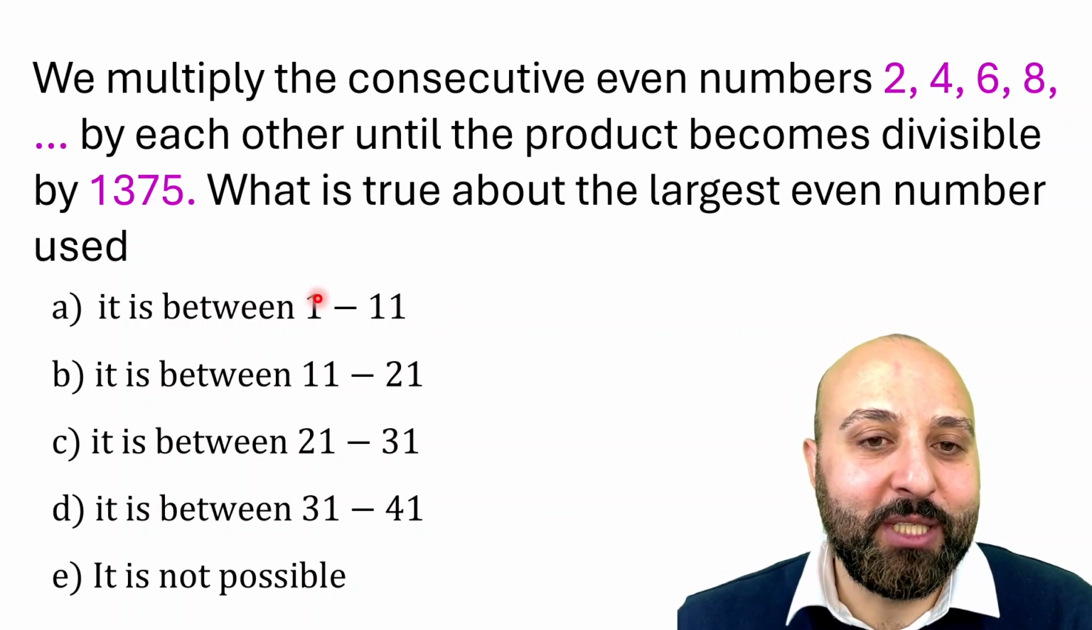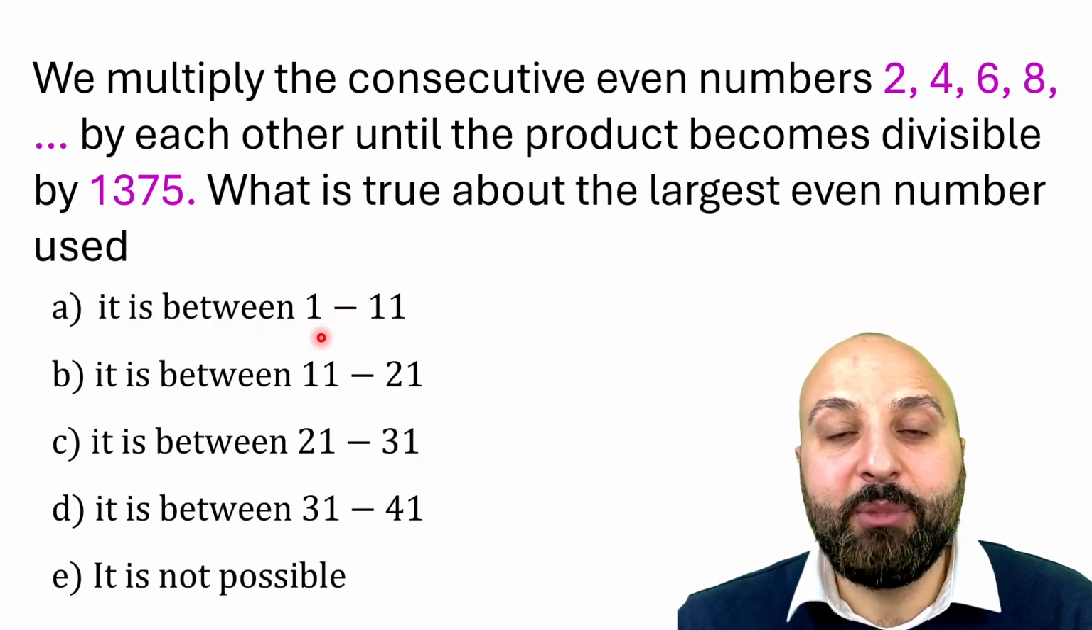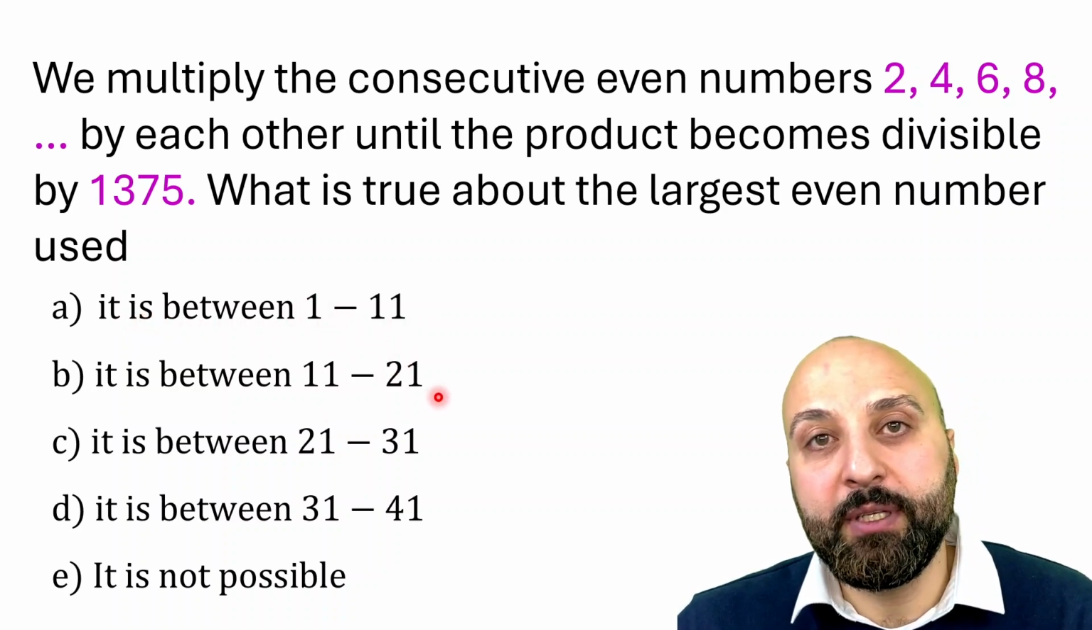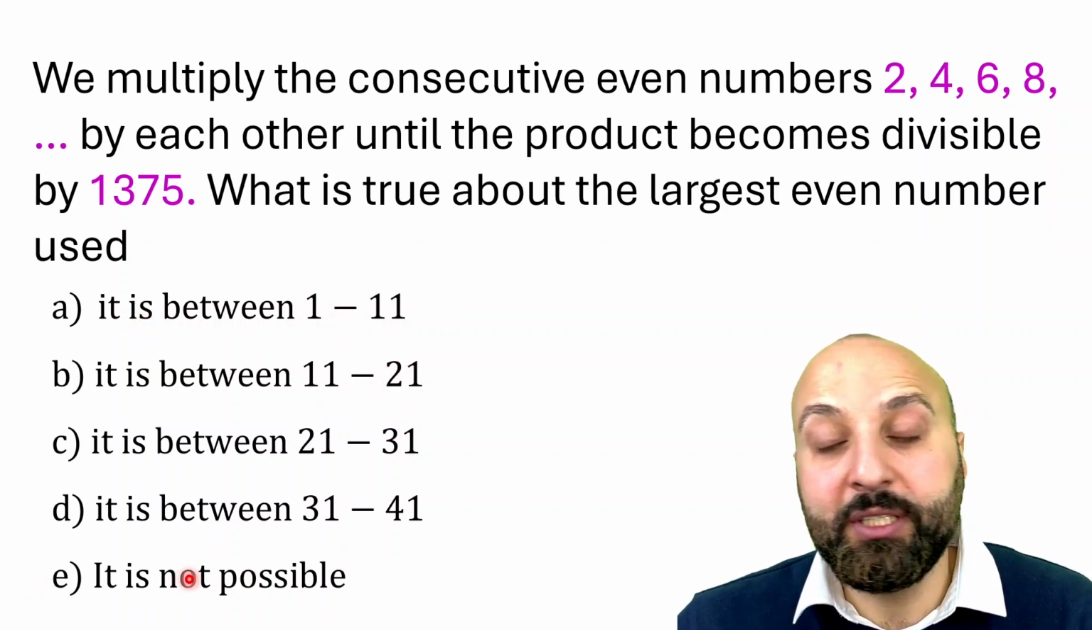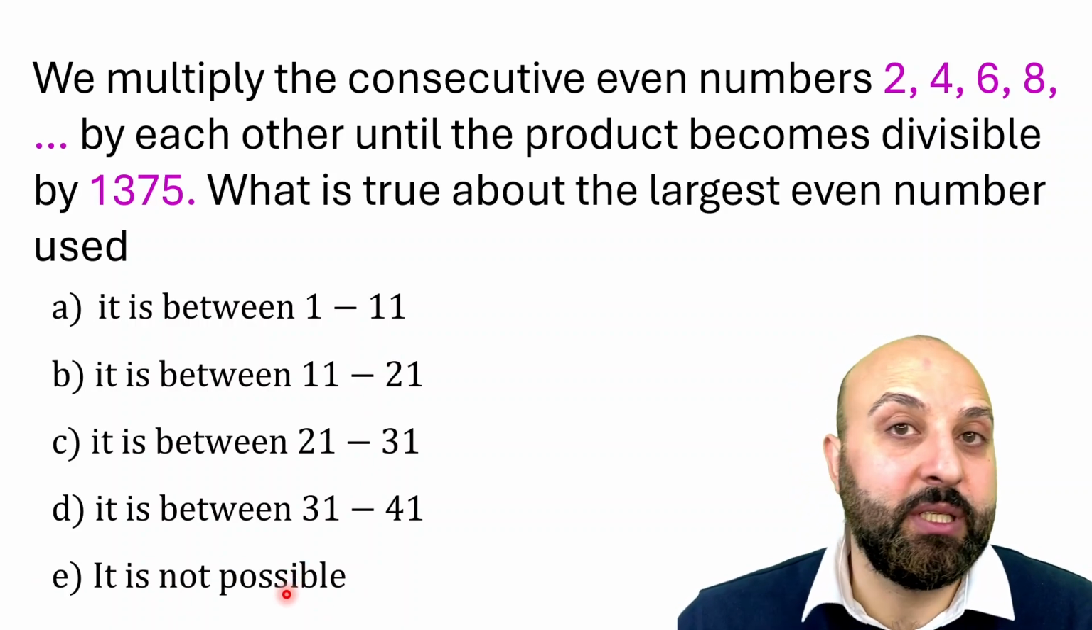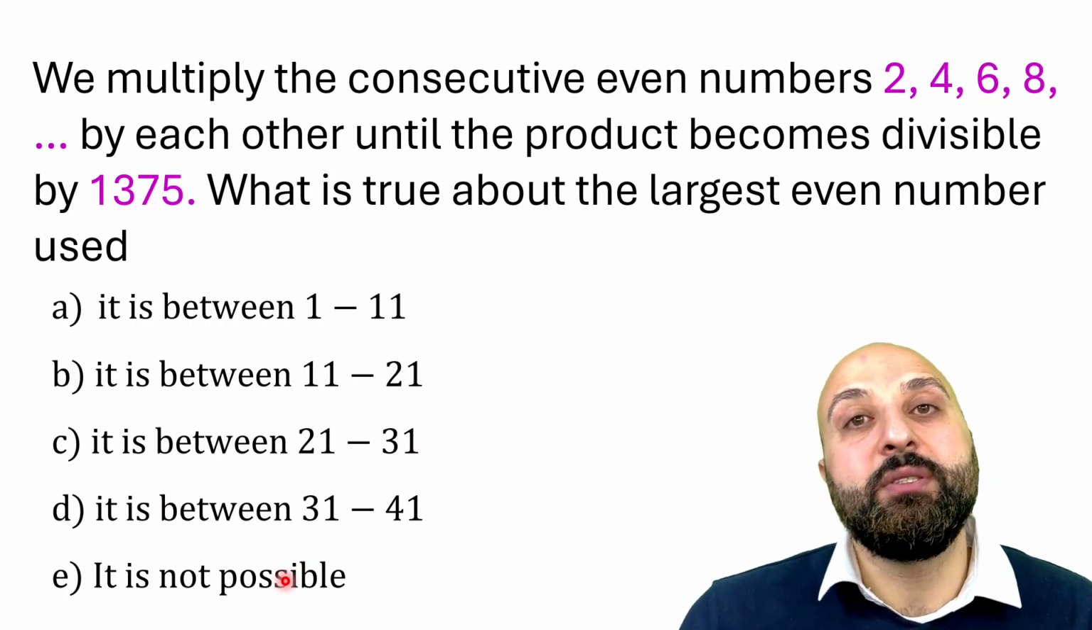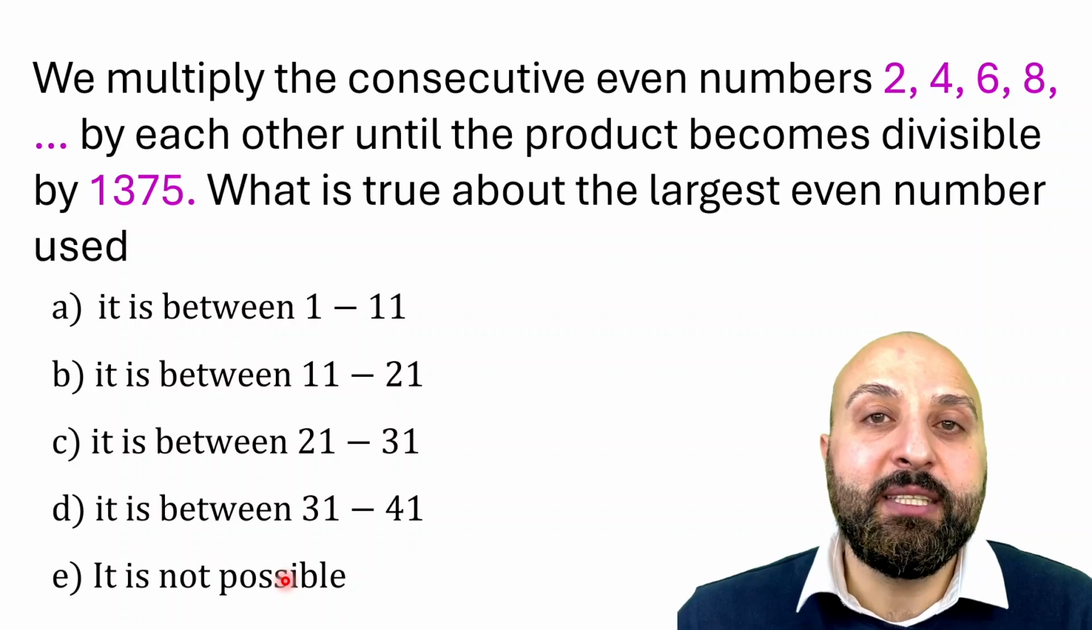Anyway, so these are the options that we have. The largest number is between 1 to 11 or 11 to 21 or so on, or it's not possible to multiply those numbers so that it becomes divisible by 1375. Okay, let's see the solution.